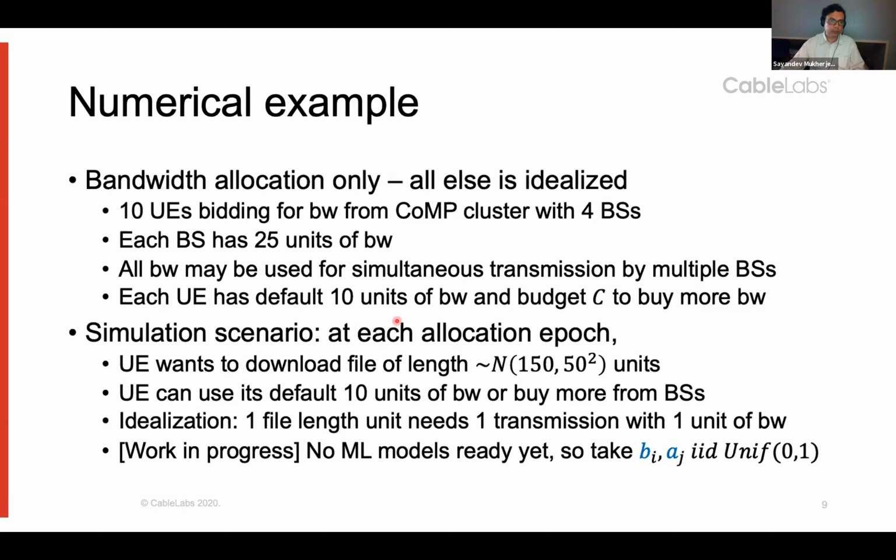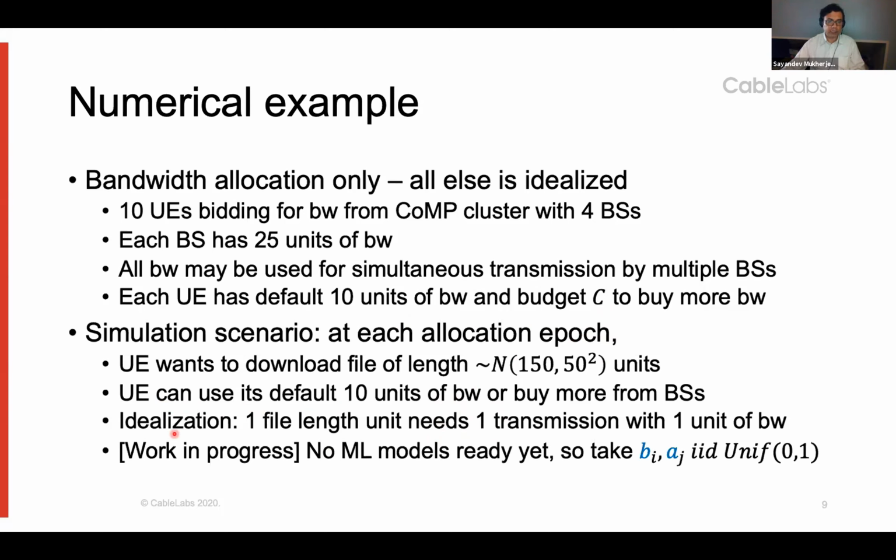because there are 4 base stations with 25 units each, so a total of 100, 10 UEs, equally distributed. Each UE has 10, but it has a budget C to buy more, and this is important. More important, the budget is not replenished over the duration of the simulation. Okay, and each simulation runs for a certain number of allocation epochs, but I'll go into that in just a little more detail in the next slide. The UE can use its default 10 units of bandwidth, or it can purchase more from the sellers.